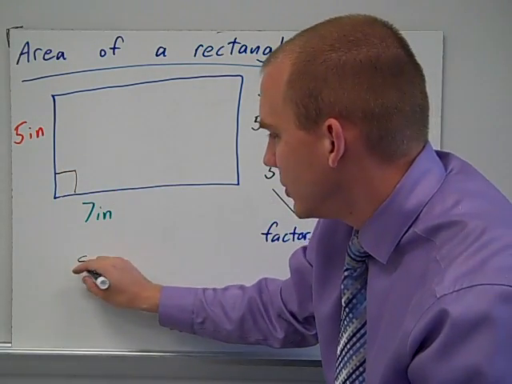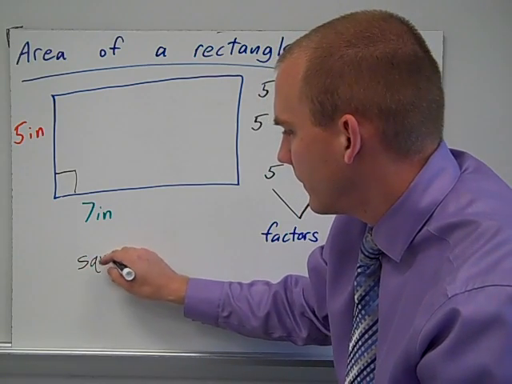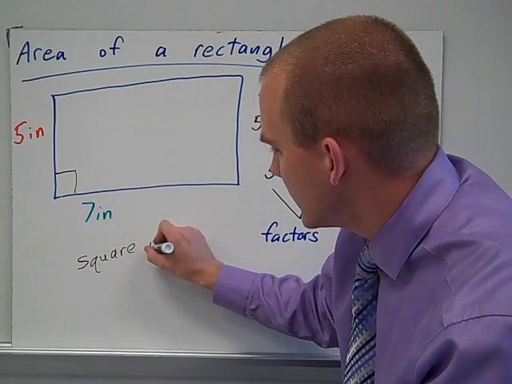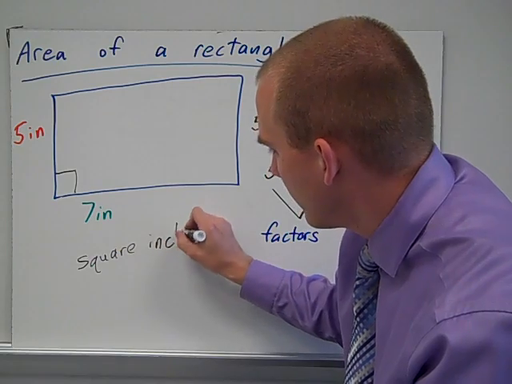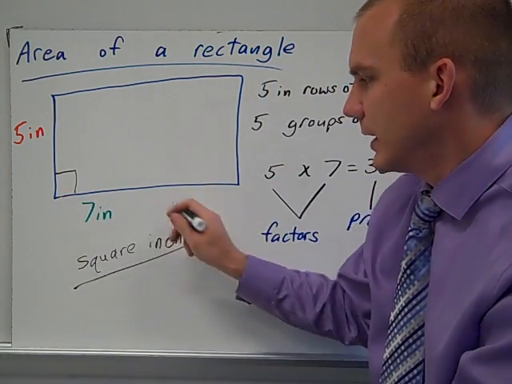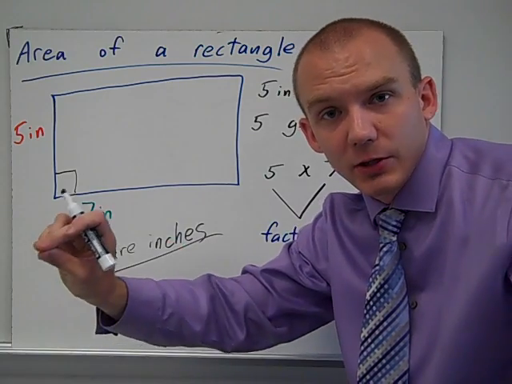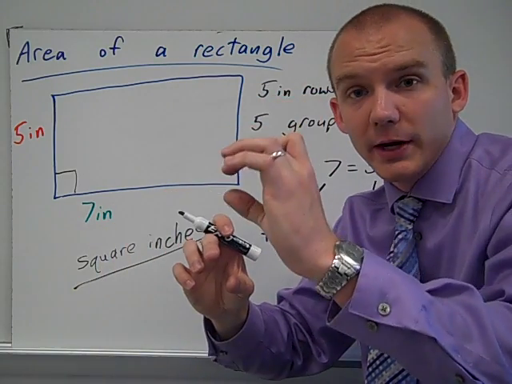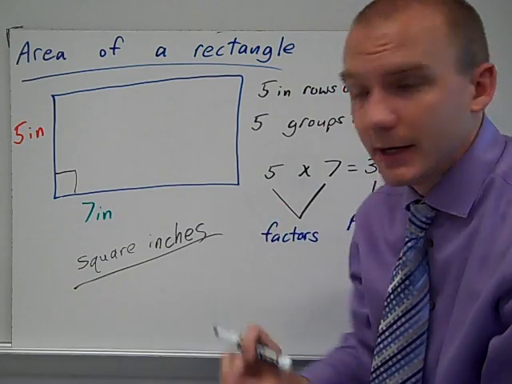So the unit is actually called square inches. And that's because it's not a straight line. Inches are measured in a straight line. A square inch is measured in squares that are an inch on every side.